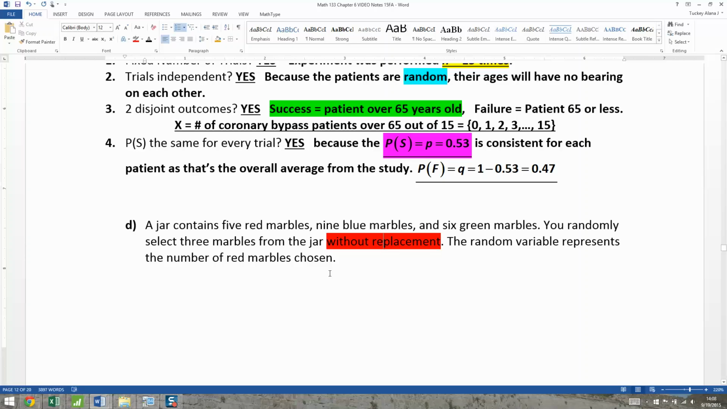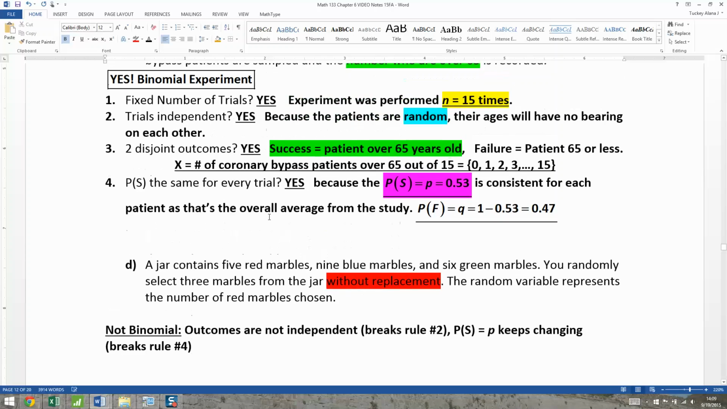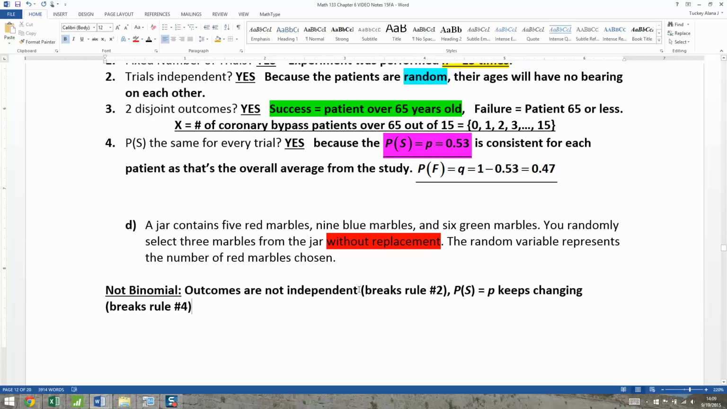Right? So you randomly select 3 marbles from the jar. So n is 3, right? You've got your fixed number of trials, but you're going to be losing both number 2 and number 4. And that usually happens together. I mean, if you break rule number 2, if they're not independent, then you're usually going to be losing your probability of success as well, because the probability of success is consistent because they're independent.